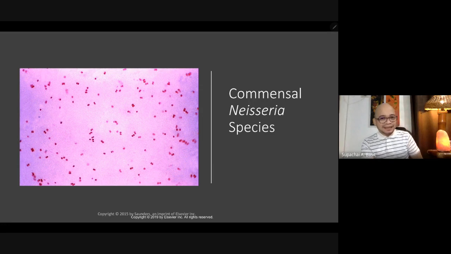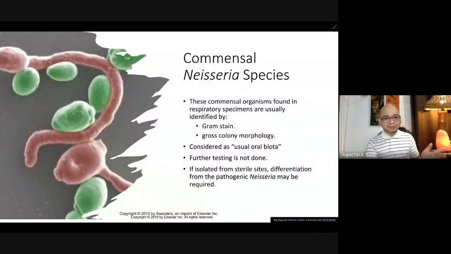And ito na talaga yung pinaka-last topic. We will now be enumerating what are the other commensal Neisseria species. So to start with, when we say commensal Neisseria species, these commensal organisms are found in respiratory specimen, usually identified by Gram stain and gross colony morphology. We consider them as the usual oral biota. So further testing is not done.